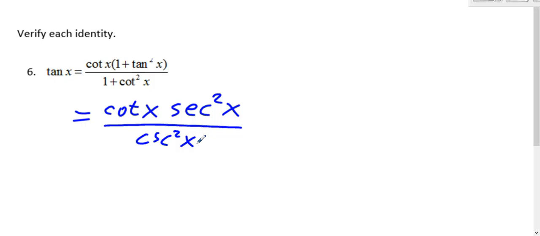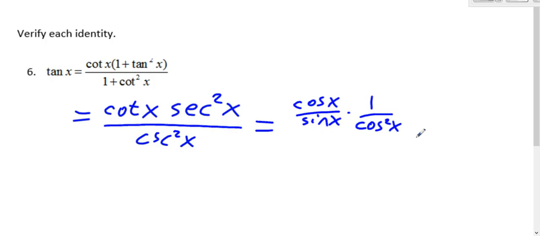And now I would change all these to be just sines and cosines. So cotangent is cosine over sine. Secant is 1 over cosine. So secant squared is 1 over cosine squared. And then cosecant is 1 over sine.